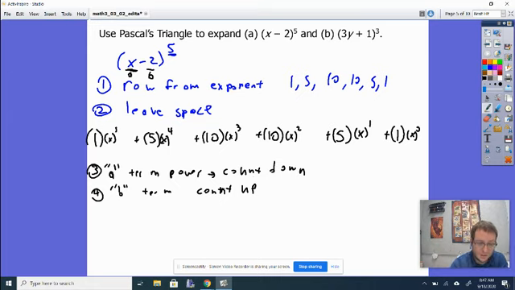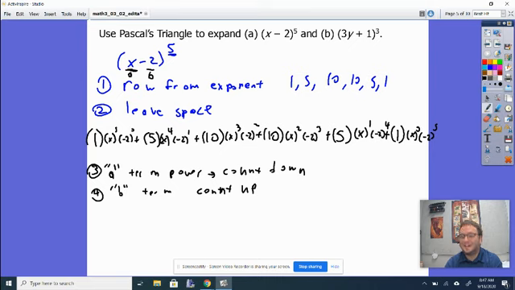So that B term, and this negative is important. -2 to the 0, -2 to the 1, -2 to the 2, -2 to the 3, -2 to the 4, -2 to the 5. Okay, now what we want to do is we want to combine like terms where we can. Okay, so any numbers without any variables, those are the easy ones.